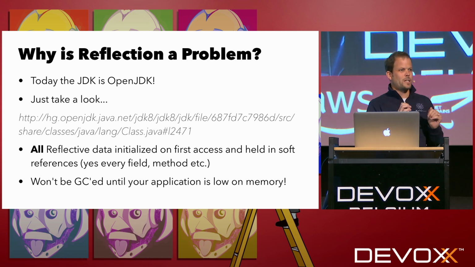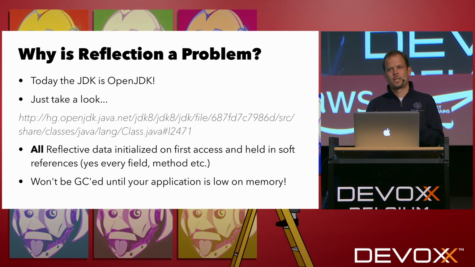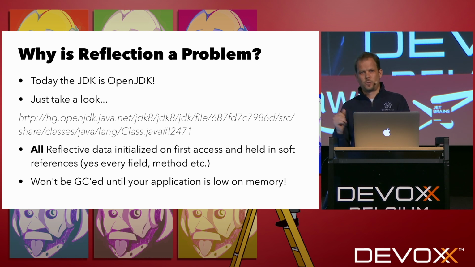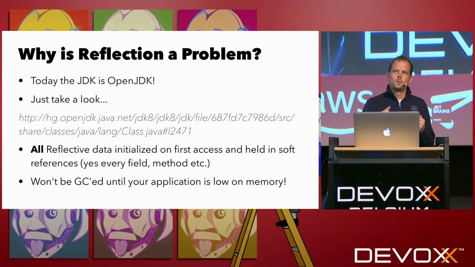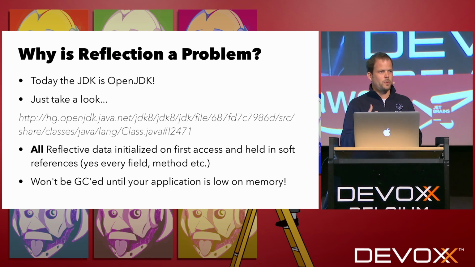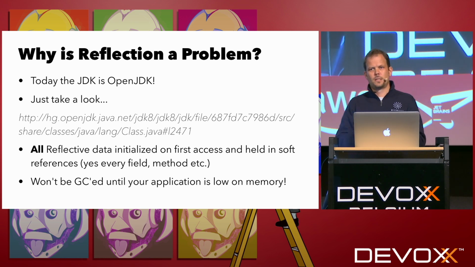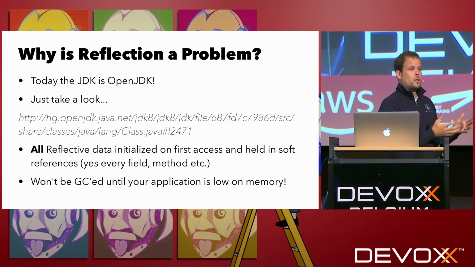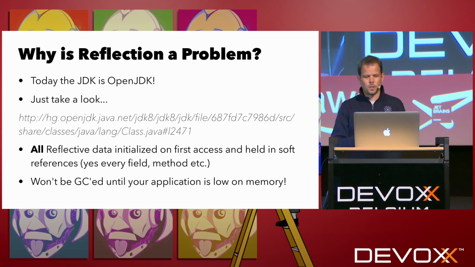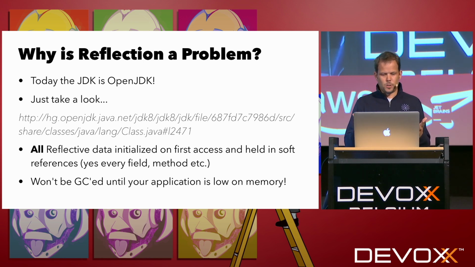You're loading all of that reflection information, all of the java.lang.reflect.Method, all of the java.lang.reflect.Field, and where they get stored is in soft references. So for those of you who are unfamiliar with what soft references mean, soft references essentially mean that the references to that reflective data will not be garbage collected until the Java virtual machine is running low on memory. Right? So there's no way to reclaim those methods.